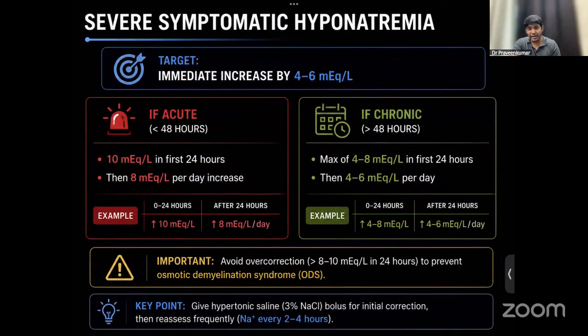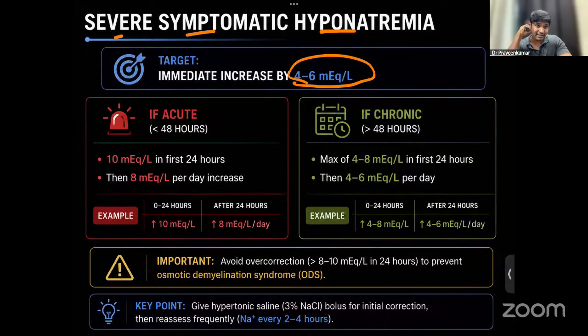This slide, I'd actually ask you guys to take a screenshot of. Extremely important to know, extremely important to remember. Whenever a patient comes to you with severe symptomatic hyponatremia, whatever be the reason, whatever be the duration, it can be either acute or chronic, it can be either hypervolemic, hypovolemic, euvolemic, whatever it be, you have to immediately treat the patient and increase the serum sodium level by 4 to 6 milliequivalents per liter.